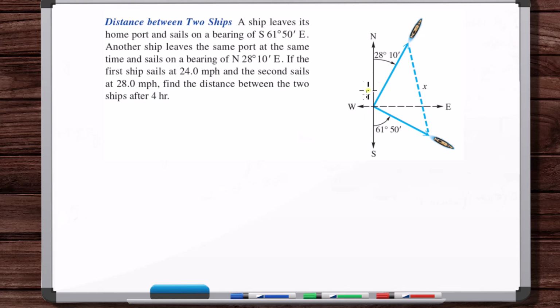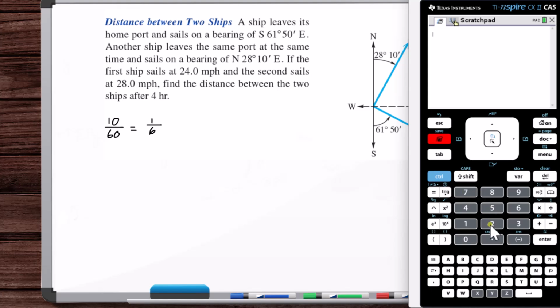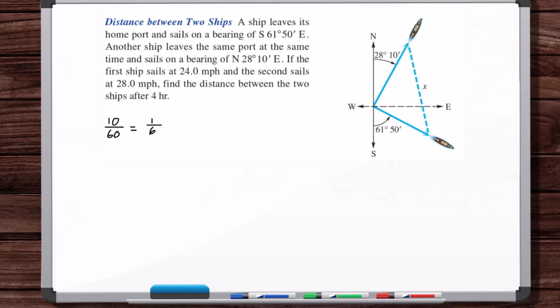Okay, so let's first get these angle measurements as decimals. So 28 degrees, 10 minutes. How many degrees is 10 minutes? So we have 60 minutes per degree. So 1/6. So 28 and 1/6 degrees. Let's get that as a fraction. So 28 times 6 plus 1, 169/6 degrees. That's 28 and 1/6.